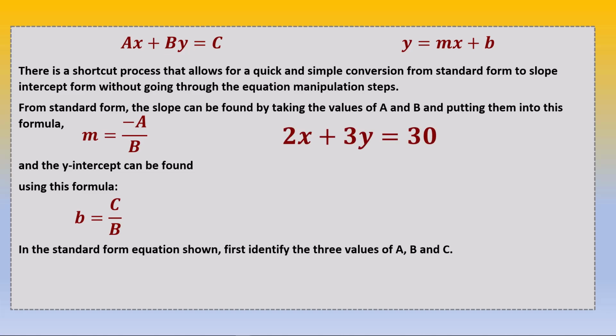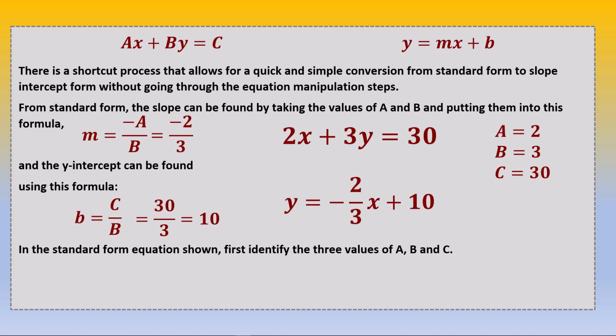In the standard form equation shown, first identify the 3 values of a, b, and c. A is 2, b is 3, c is 30. This is the same equation we used in our opening example. We use the shortcut to get the slope, -2 over 3. And we use the other shortcut to get the y-intercept, 30 over 3, which divides to be 10. And so the slope-intercept form is y equals -2 over 3x plus 10.